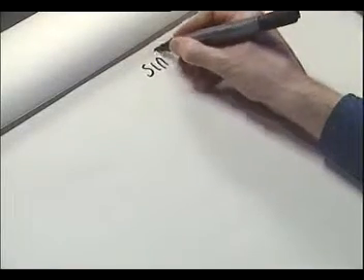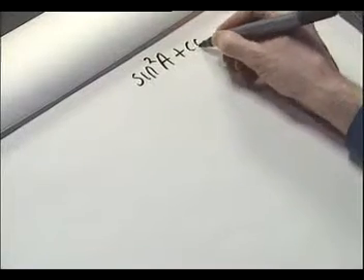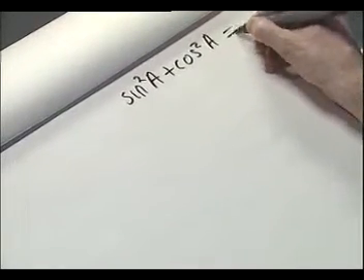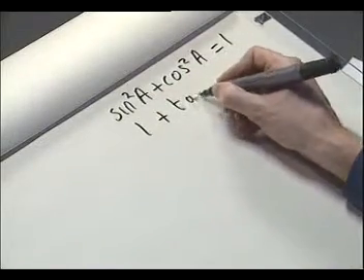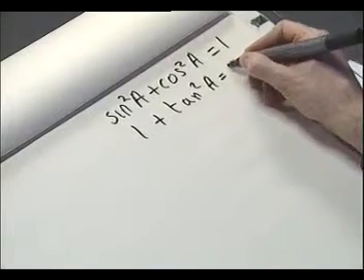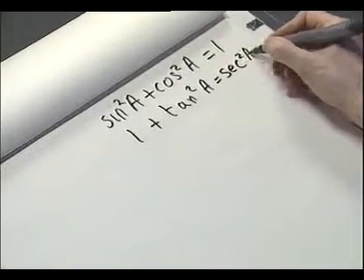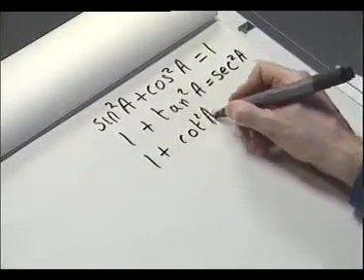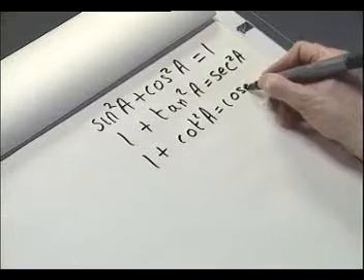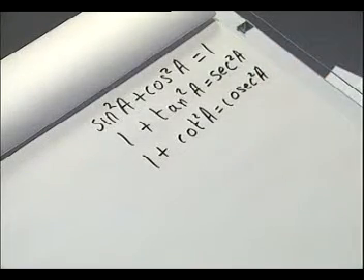Let's just write them down here in this corner. Sine squared A plus cos squared A is 1. 1 plus tan squared A is sec squared A. And 1 plus cot squared A is cosec squared A. Now, the use that we're going to make of these is to help us solve particular kinds of trigonometric equations.